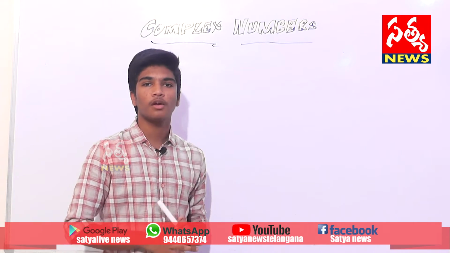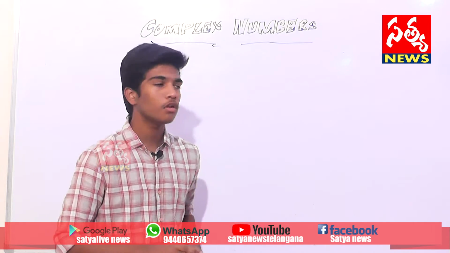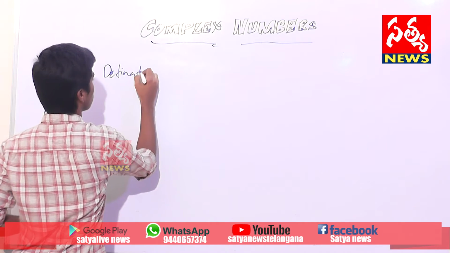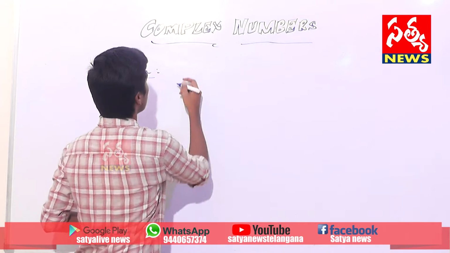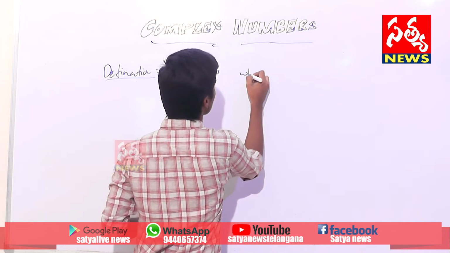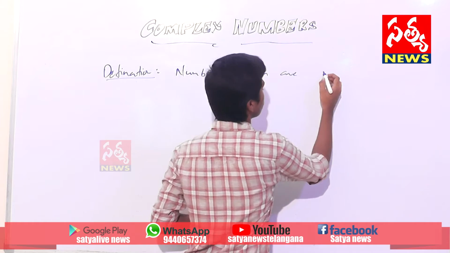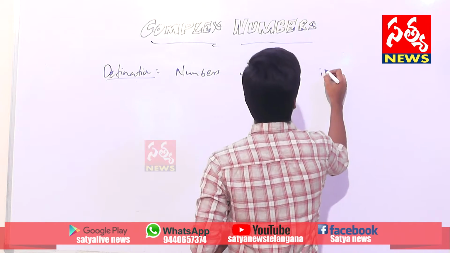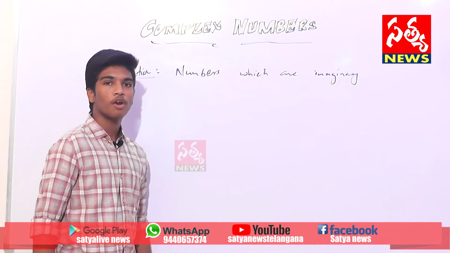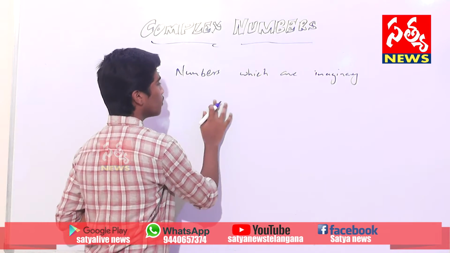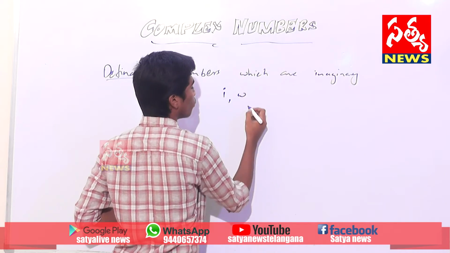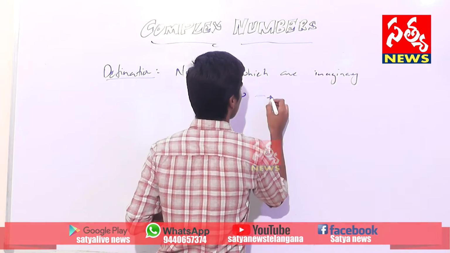Now we are here with a new topic, complex numbers. First of all, what is meant by a complex number? Complex numbers are numbers which are imaginary. These are the numbers which cannot be defined on the plane or which do not lie in the real numbers. For example, i, omega, etc.